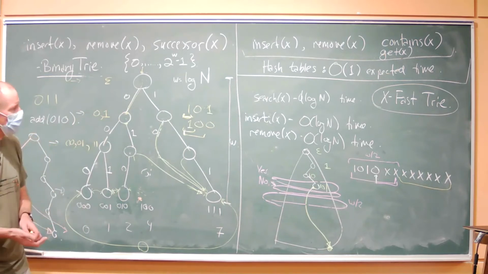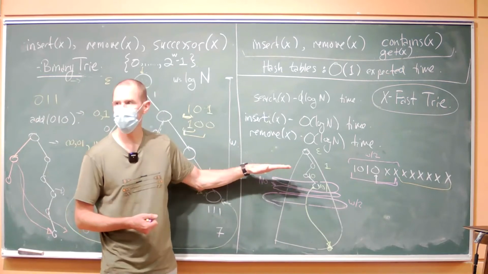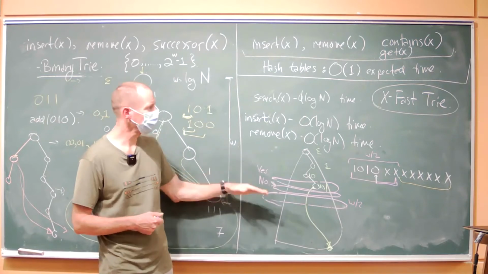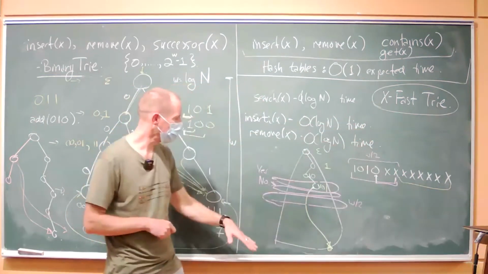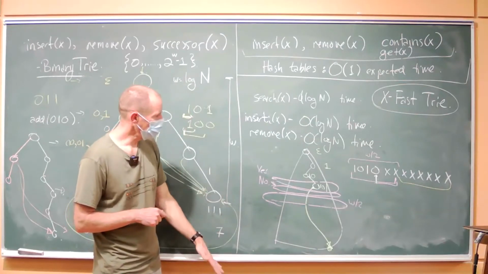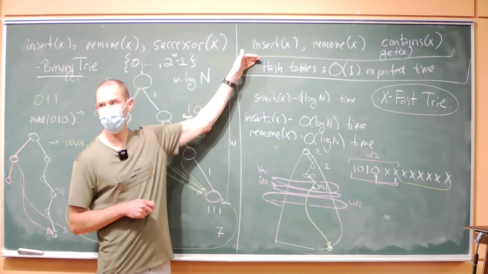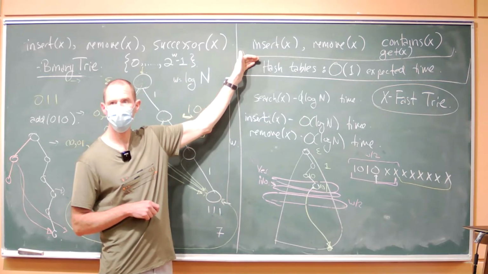So the search now is log W searches. You have to look at log W levels, because each time you look at a level, you're cutting the range in half. And each of those is a search in a hash table, which takes constant time. So in total, that's only O of log W time.